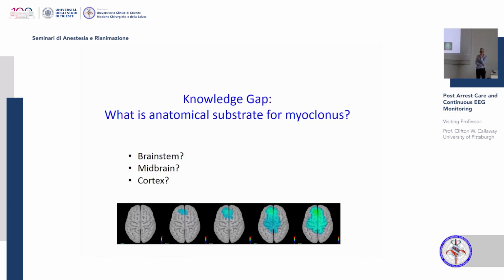Knowledge gap: myoclonus. We don't really know what the substrate for it is, where it comes from. I think Amanda's data suggests it comes from the midbrain, because to me it looks like those bursts are showing up on both sides of the cortex all at once. It makes me think that there's something coming up from down below and then appearing on the cortex.